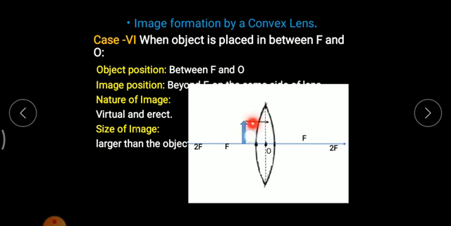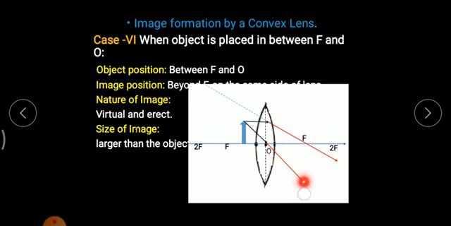And again I need to have minimum 2 rays of light. The first ray of light is this. This is parallel to the principal axis. It will pass through the focus. As you can see, this refracted ray is passing through the focus. Another ray of light, this is another incident ray. Now it is passing through the optical center. As you can see, it will remain undeviated as it is going. This is the refracted ray.